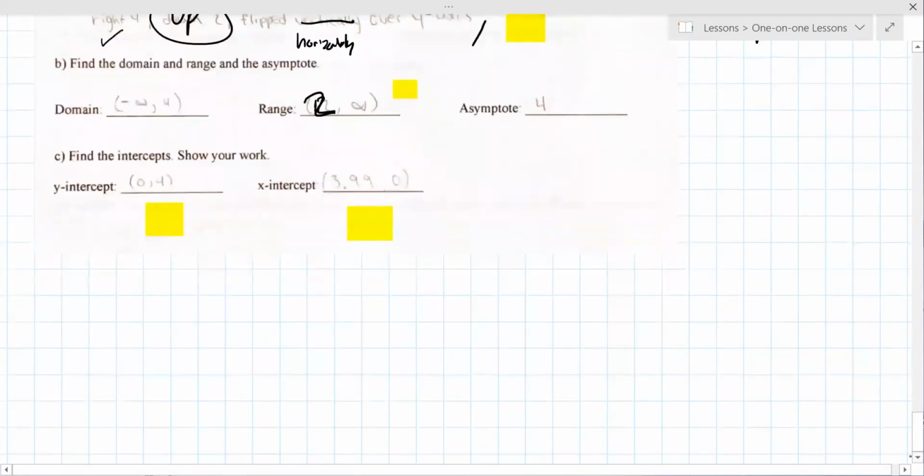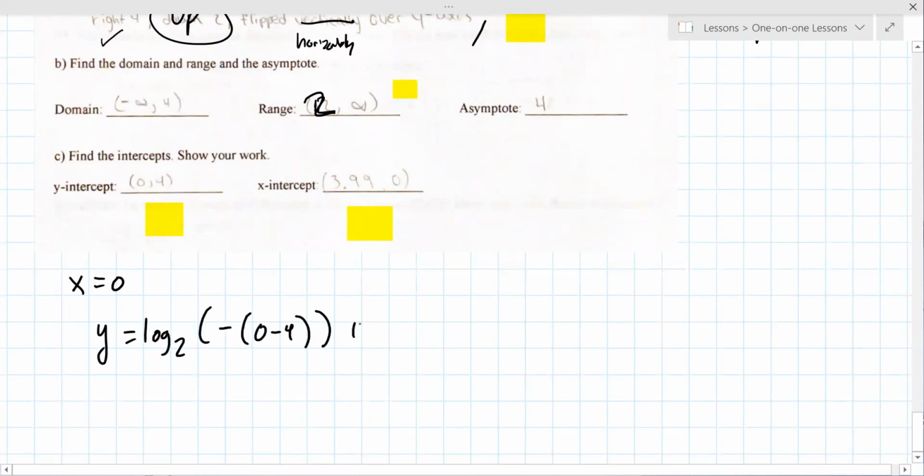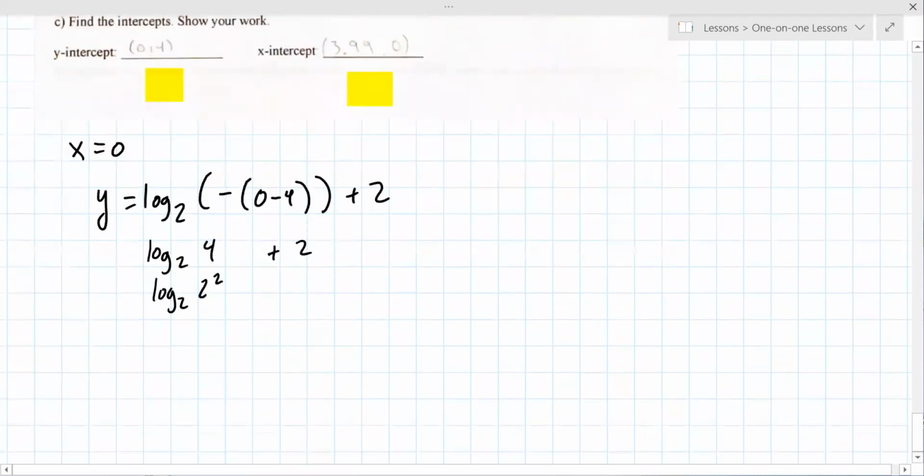Okay, so let's go through the y-intercept. The y-intercept is when x equals 0, so y equals log base 2 of negative 0 minus 4, plus 2. So 0 minus 4 becomes negative 4, but then you negate it, so it becomes log base 2 of 4. Log base 2 of 4 is 2 squared, and there's a property that says that becomes 2, plus 2, which is 4. That looks good to me.